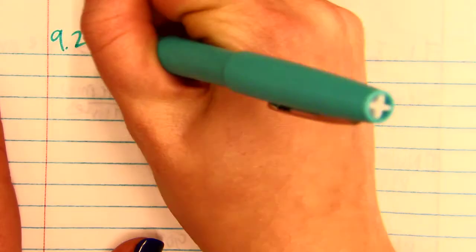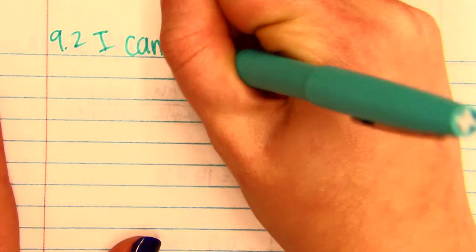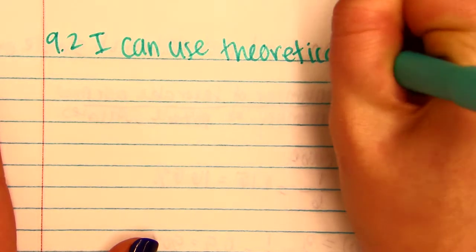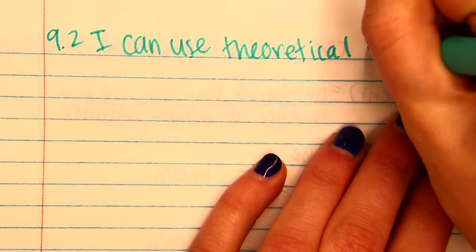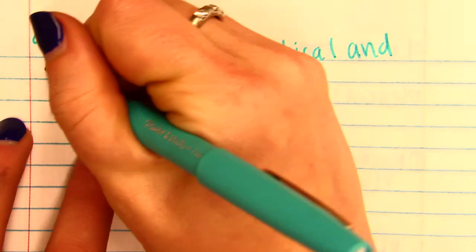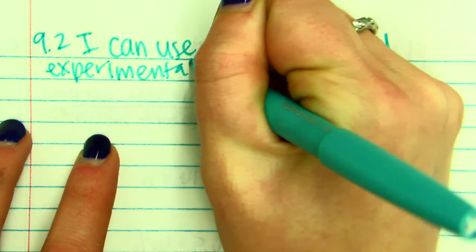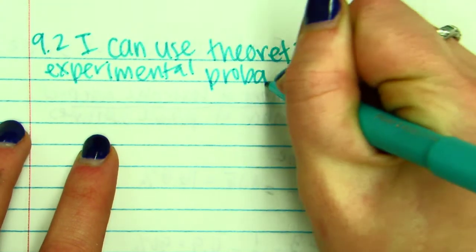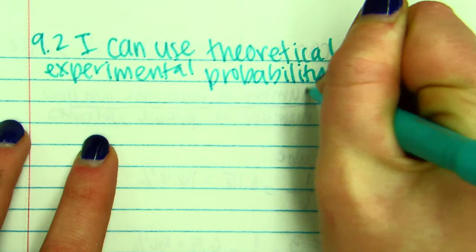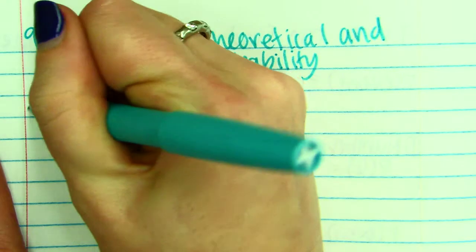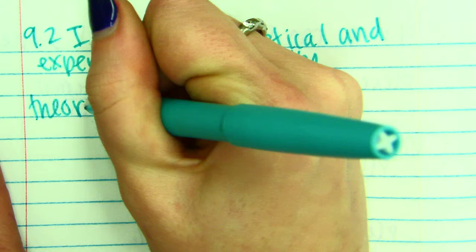9.2, I can use theoretical and experimental probability. So first we need to talk about the definition. So theoretical probability, we're going to do that one first.